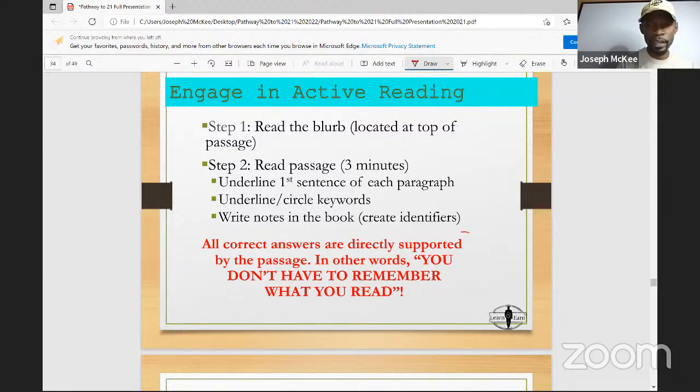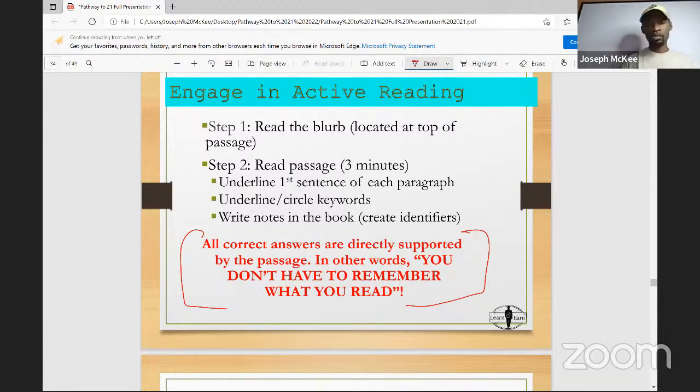It's important that you pay attention to what we have right here. All correct answers are directly supported by the passage. So that means you don't have to think, there's no trick. Every question has a support right there in the passage. You just have to be able to go and find that support. So don't try to commit this stuff to your mind, to your memory. What you want to do is engage in active reading.